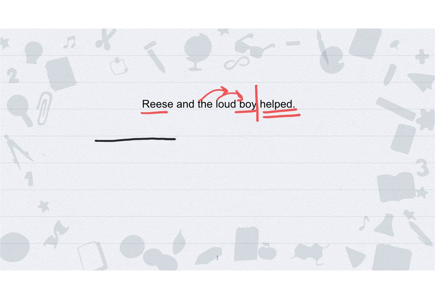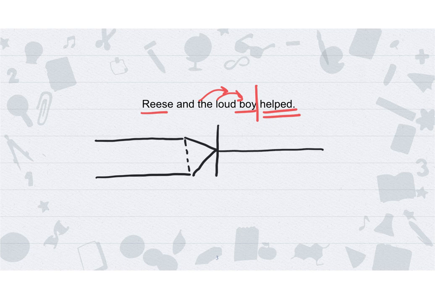Remember, I need to draw my parallel lines, leaving some wiggle room, meeting together at a point in a triangle with my dotted line. So I'm going to include my conjunction. I'm going to draw my vertical line and then my horizontal line. Now I can go ahead and fill out my information. So on the right side, I am going to write Reese at the top because it is the first subject that appears in my sentence, and I'm going to write it exactly as I see it there.